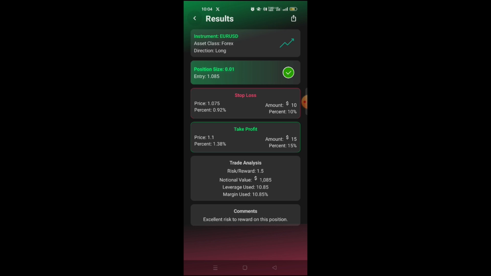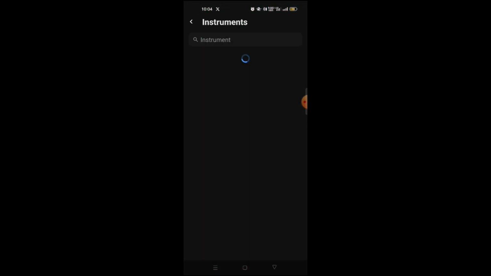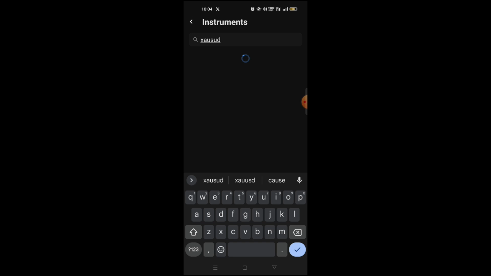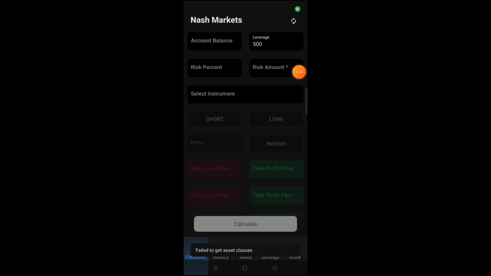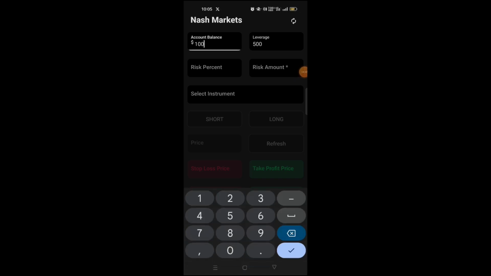That is for euro. Let's go back again to calculate another thing. Let's say I want to calculate for gold. Gold is XAUUSD. So now let's say I want to trade gold with my $100.